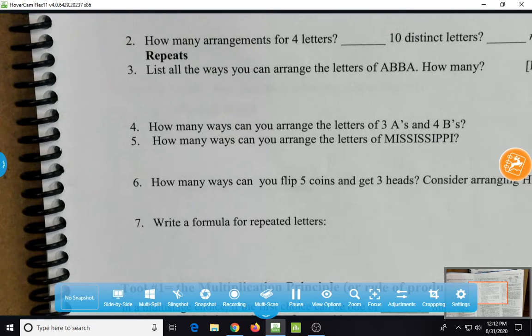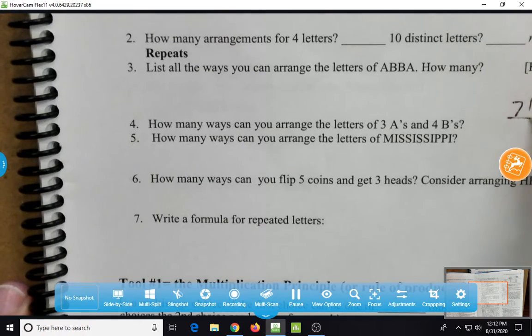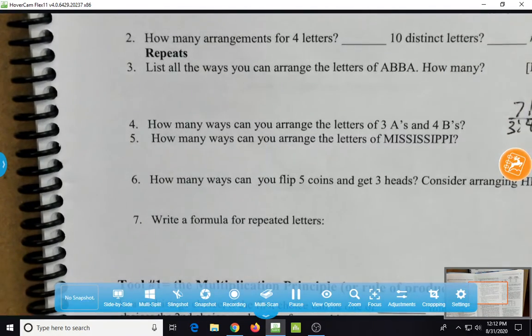So how many ways can you arrange the letters of 3 A's and 4 B's? What would the numerator be? 7 factorial. And the denominator would be? Yeah. So if we had written that out, well, it would take us a while. It would have taken us a while.